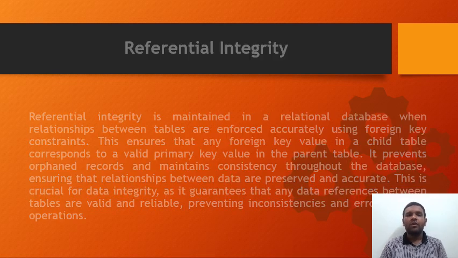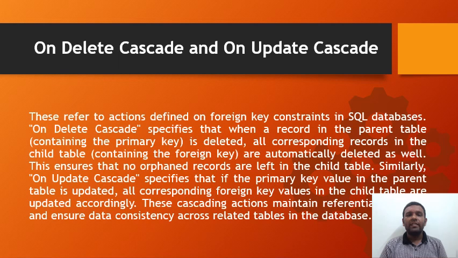Next one, on delete cascade and on update cascade. These refer to actions defined on foreign key constraints in SQL databases. On delete cascade specifies that when a record in the parent table is deleted, all corresponding records in the child table are automatically deleted as well.